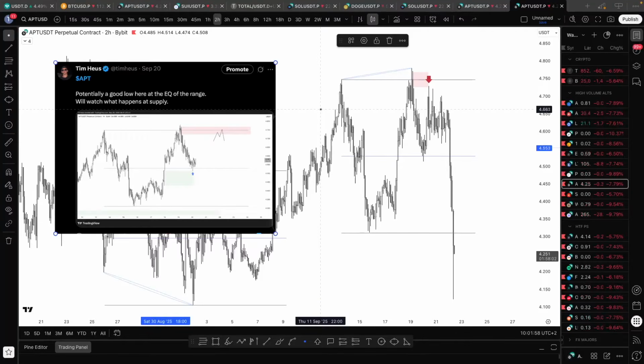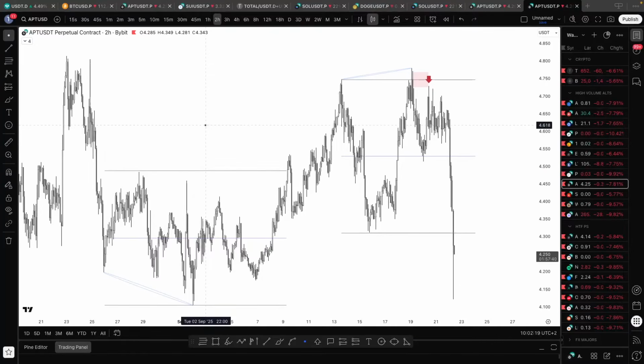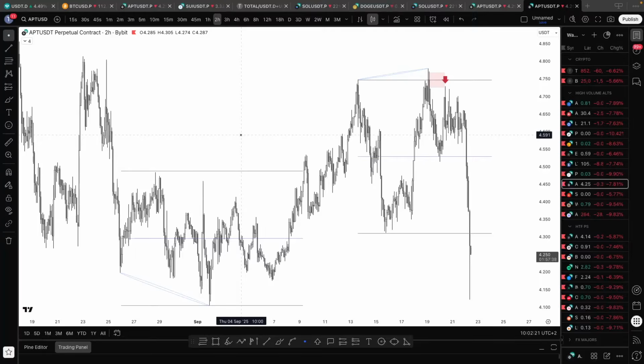I was charting APT and I was saying potentially a good low here at the EQ of the range, and we were here at that point, and we'll watch what happens at supply. And right there, supply, as you can see, and I wanted a break of structure into supply to go short. And afterwards I said I didn't take the trade. I had my reasons for that because I already had some short exposure, that's one, but this could have been a perfect hedge and I didn't take it, and I'm going over it right now.